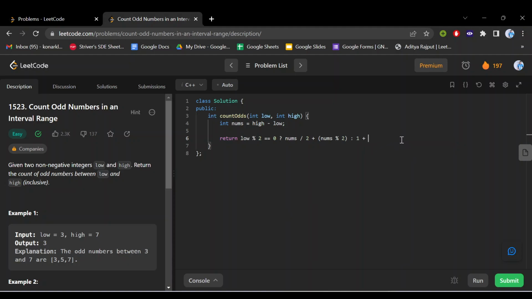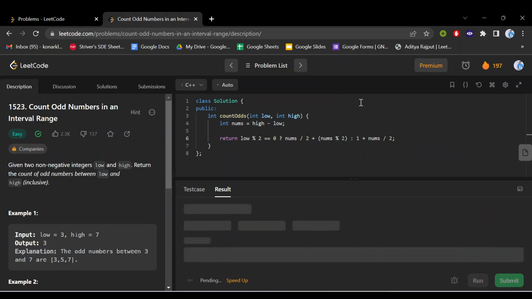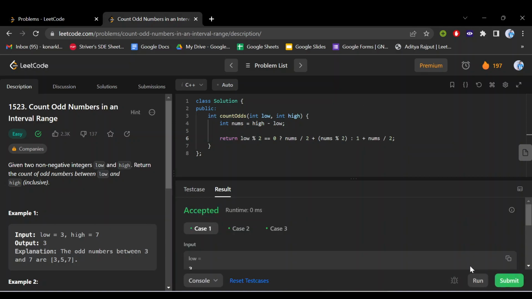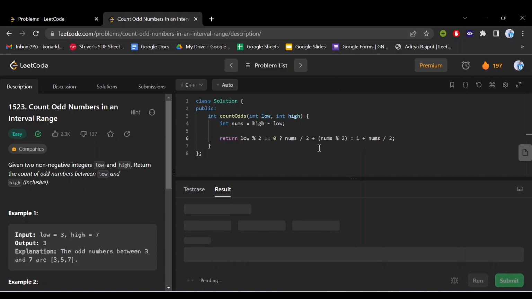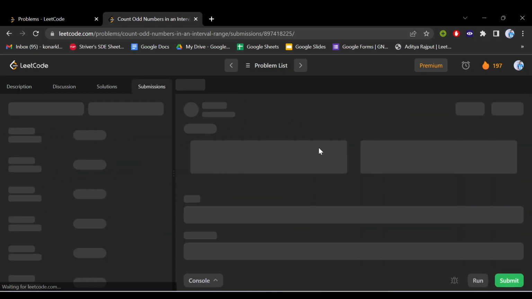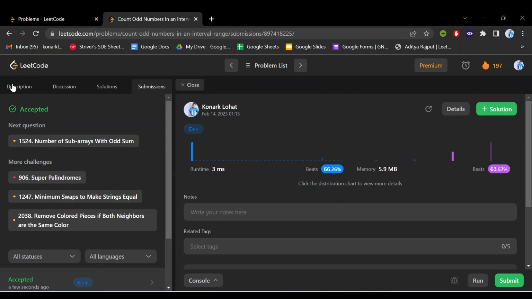Then you need to divide nums by 2, and this is a floor value because the remainder will be an even number, so we are not worried about that, and we don't want to count that. In the even case, the remainder is going to be an odd value, so that is why we are considering it when the low value is even, and then we are just returning it. Okay, and it is performing well.